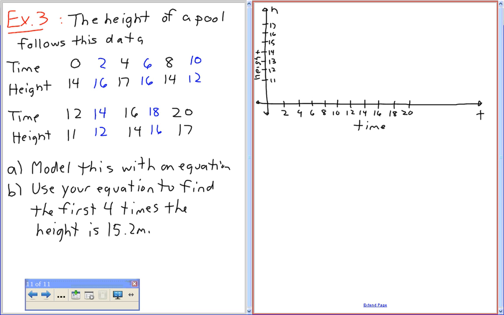So for my points, I'm going to put these on here. 0 is supposed to be 14. 2 is supposed to be 16. 4 is supposed to be 17. 6 is supposed to be 16. 8 is supposed to be 14. 10 is supposed to be 12. 12 is supposed to be 11. 14 is supposed to be 12. 16 is supposed to be 14. 18 is supposed to be 16. And 20 is supposed to be 17.